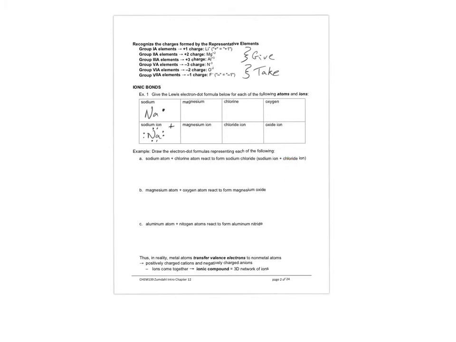They stick together. Same thing with magnesium and oxygen atom to form magnesium oxide. Aluminum reacts with nitrogen to form aluminum nitride, right? You guys can do it. In fact, I think I've done some of these, but don't go back and look at the video. Try to do it on your own.